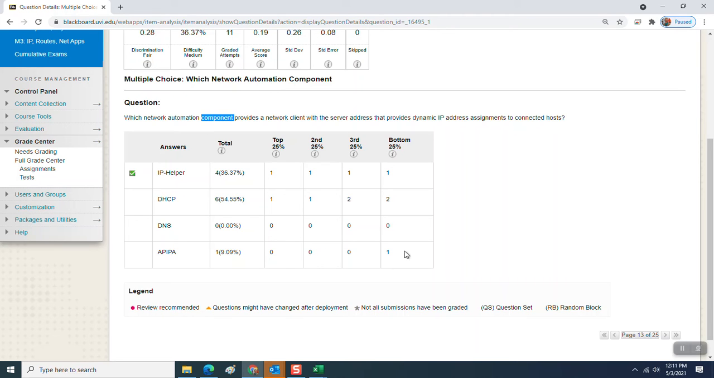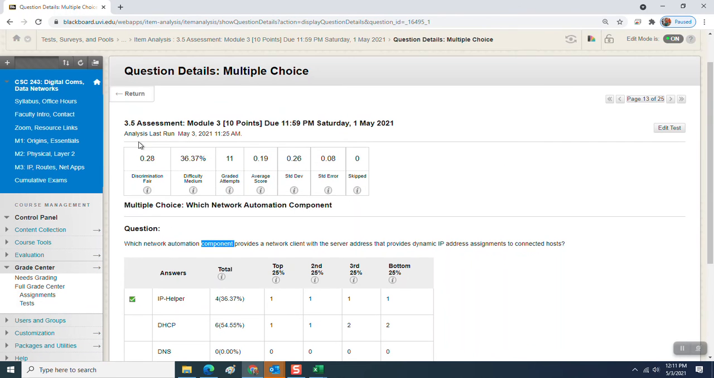An APIPA address is when you don't have any dynamic assignments and you're not automating anything on the network. You've got nothing. So that's not a good answer choice.